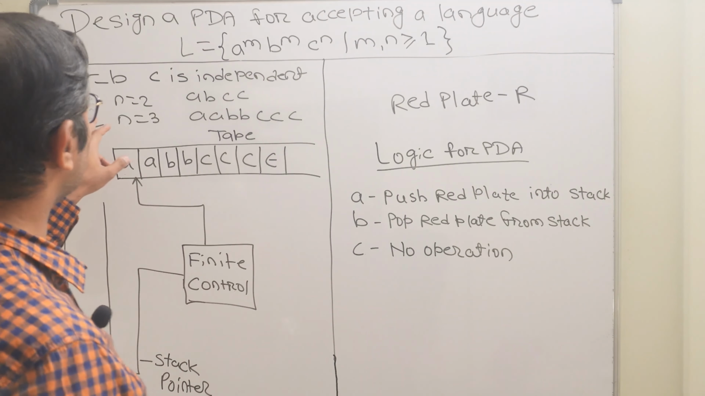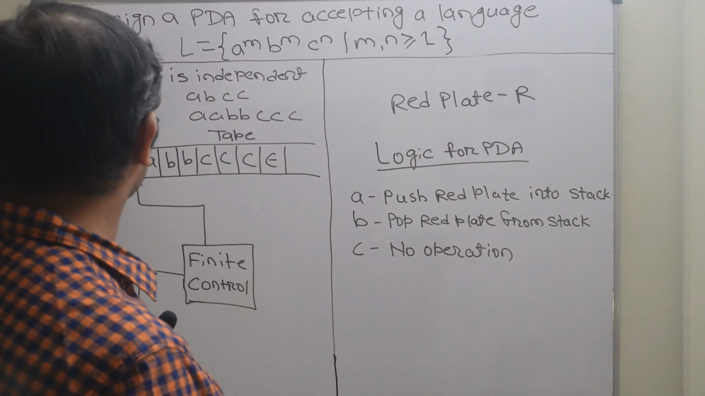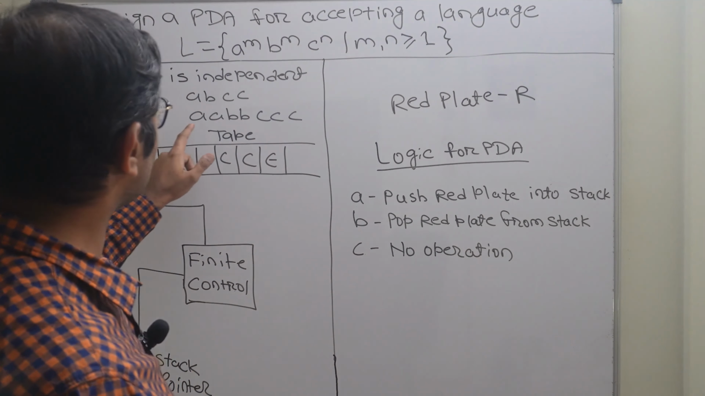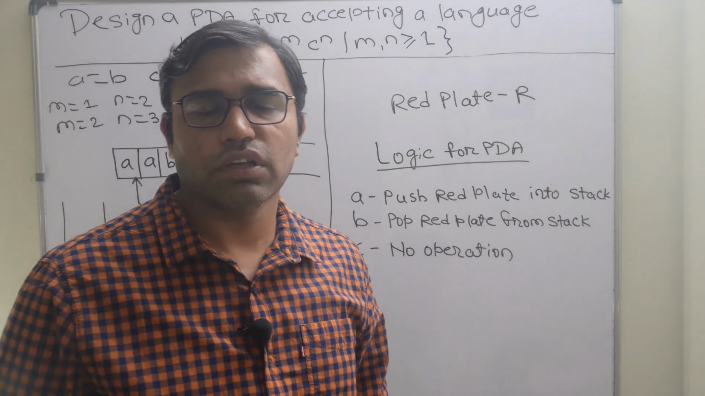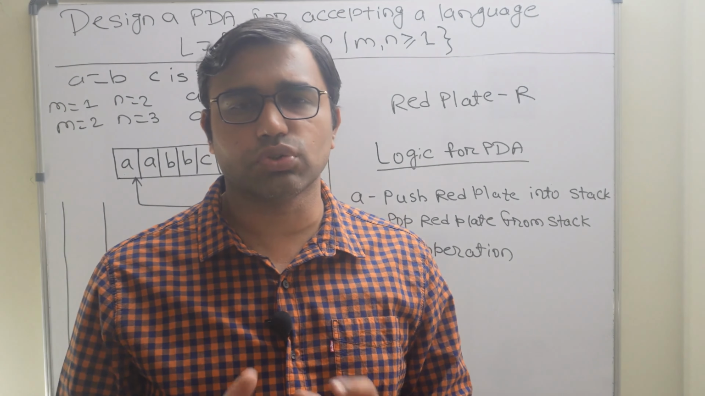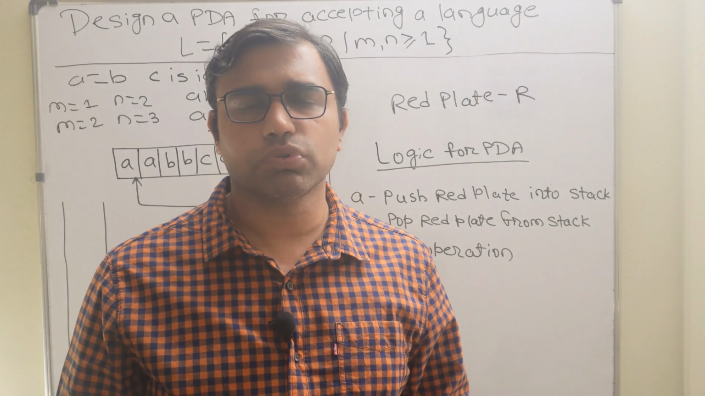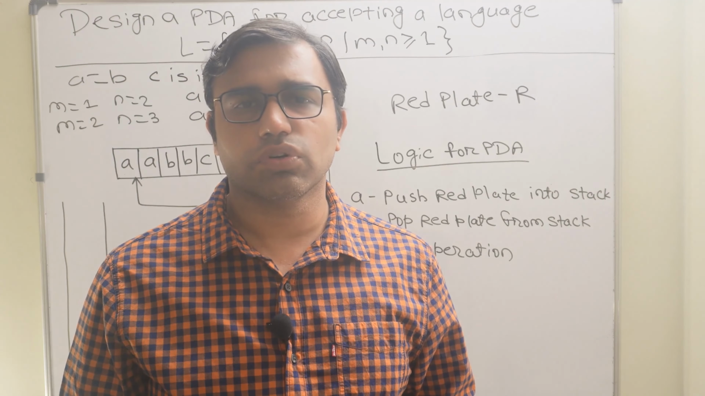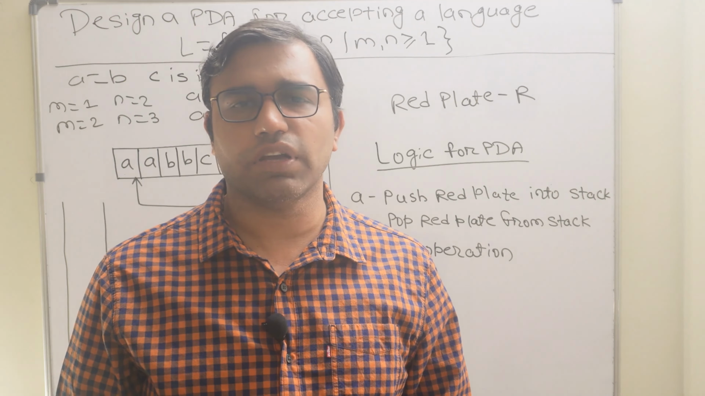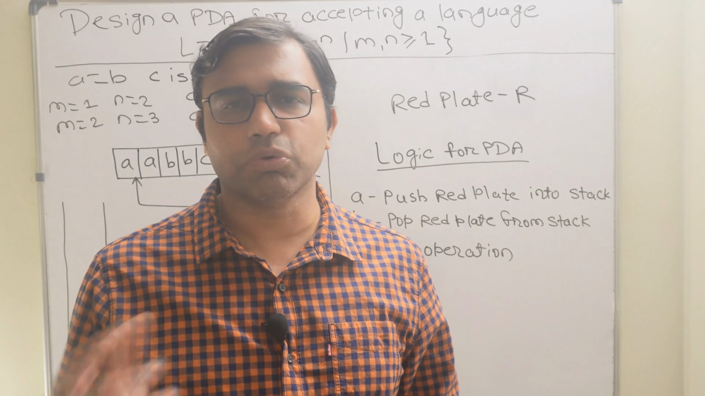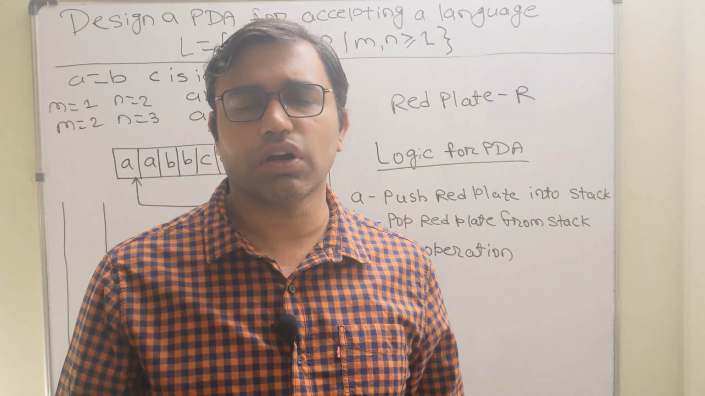So if the value of M is 1 and N is 2, then the string becomes A, B, C, C. If the value of M is 2 and N is 3, then the string becomes double A, double B, triple C. So C is independent. We have to ensure that there is an equal number of A and B. So how to ensure it? Pushdown automata contains a stack. So what we will do, we will insert one plate for A, and whenever there is an occurrence of B, we will remove it. And for C, since C is independent, we will not do any operation.